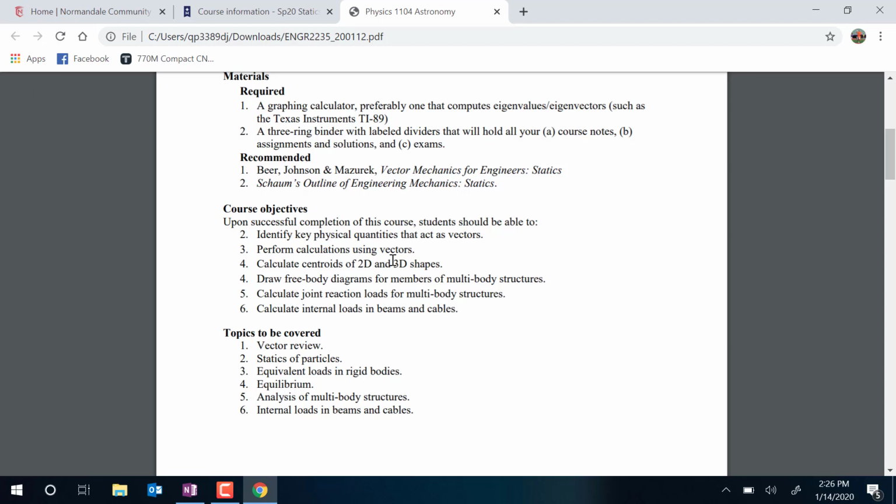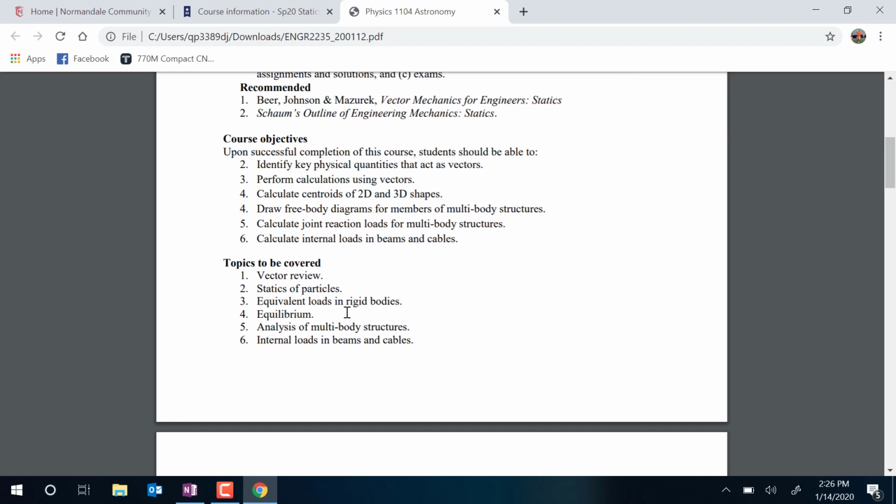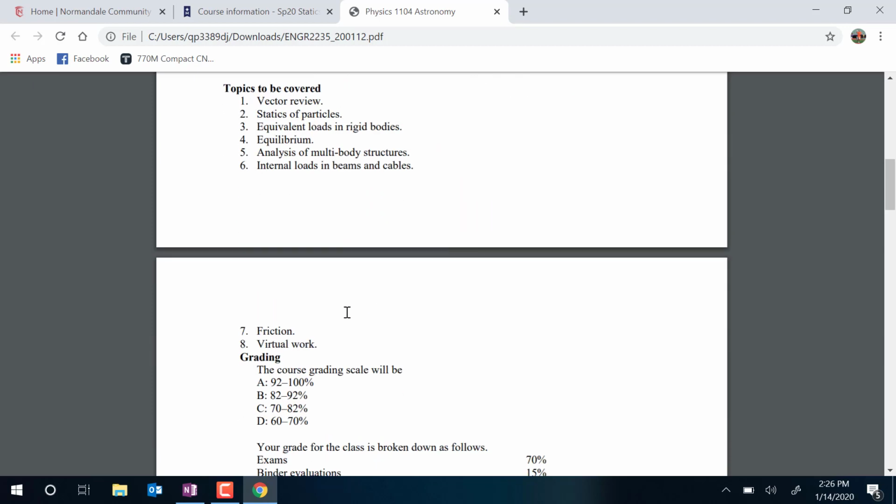Course objectives, let's skip that. And let's skip the topics for now. I'll go through an outline of the stuff we're going to talk about and what it means later on.